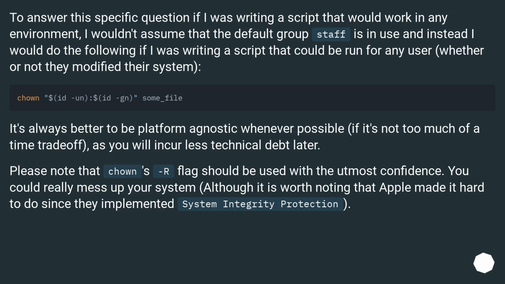Please note that chowns or flags should be used with the utmost caution. You could really mess up your system, although it is worth noting that Apple made it hard to do since they implemented system integrity protection.